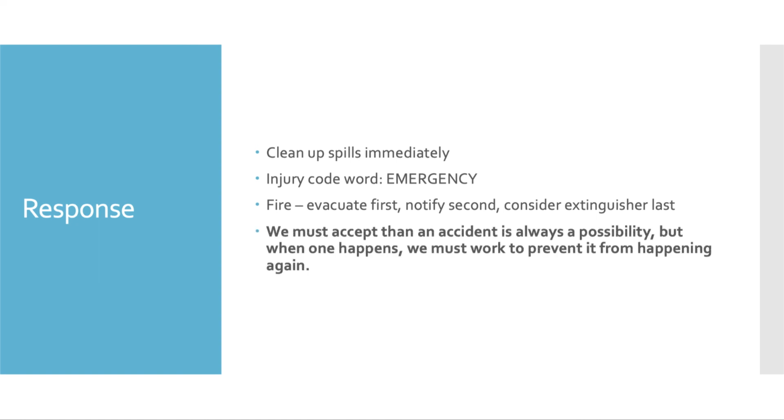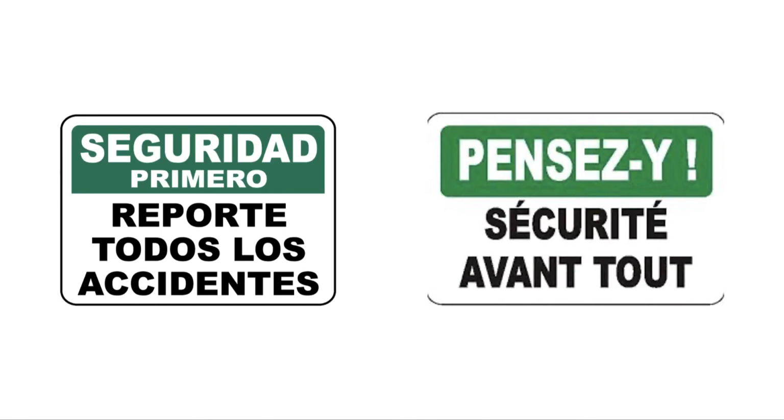And in bold, very important statement, we must accept that an accident is always a possibility, but when one happens, we must work to prevent it from happening again. The saying goes that all accidents are preventable. We try to prevent all accidents. They're all preventable. But it's always a possibility. We have to be prepared to respond, and we have to be prepared afterwards to reflect on what happened and figure out how we could prevent that same accident from happening again.